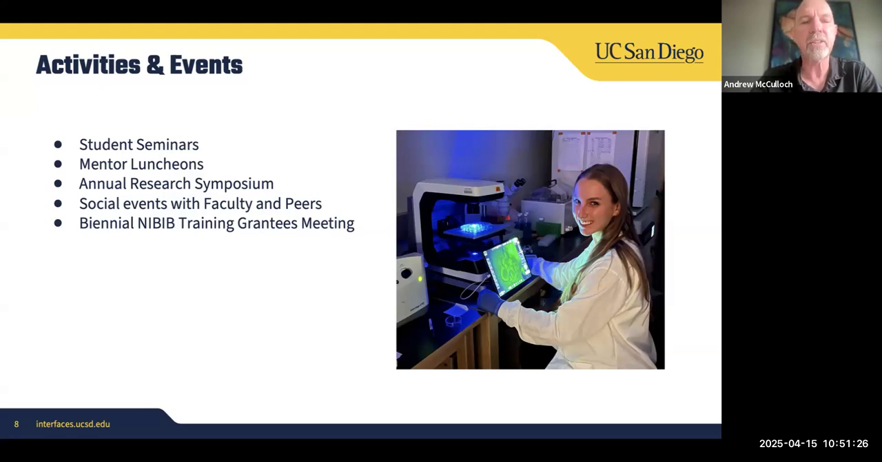Sometimes we use these luncheons to have mentors come and talk about different aspects of interdisciplinary science and career development. We have an annual research symposium that's very popular. We have a combination of student and invited presentations, career panel discussions, and social events. And then the National Institute of Biomedical Imaging and Bioengineering has a grantees meeting that we send a couple of our trainees to.